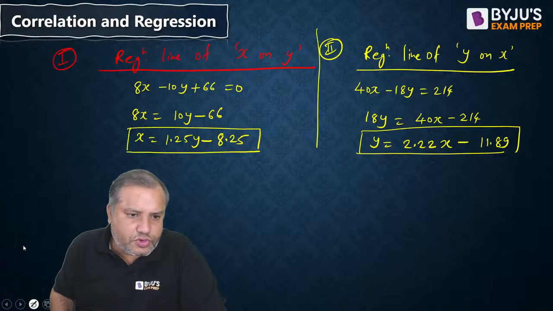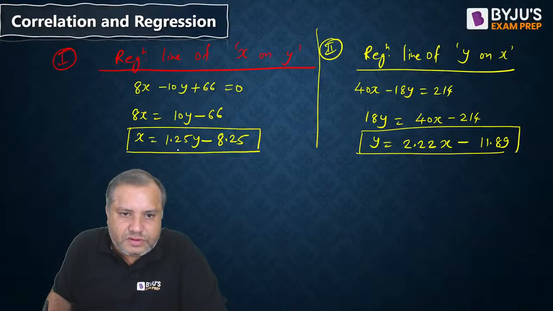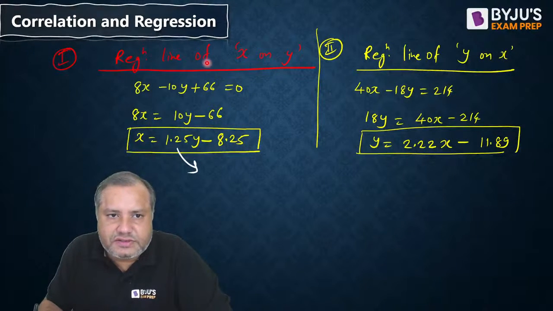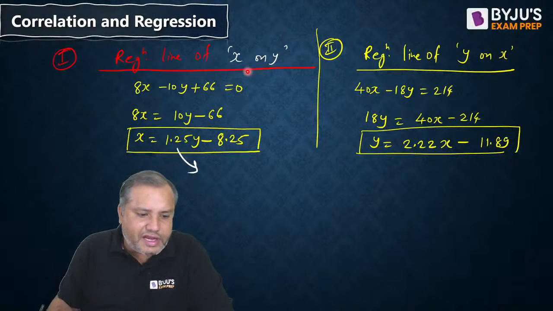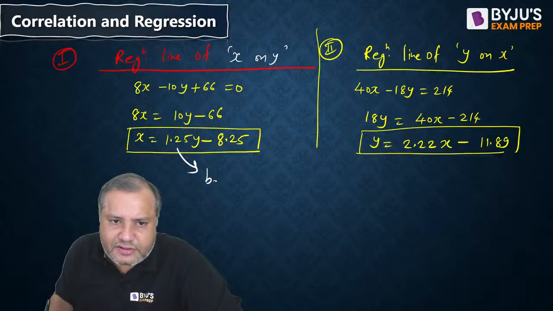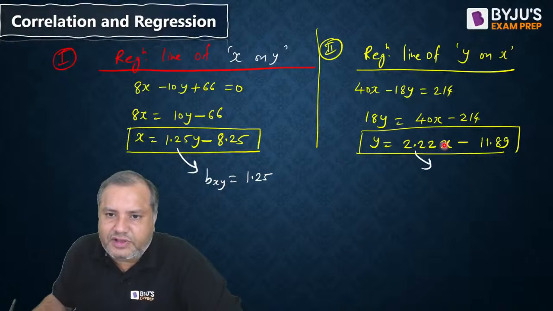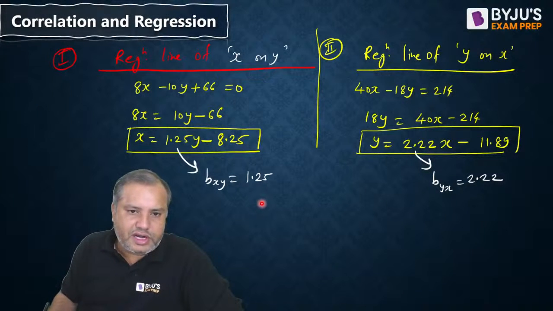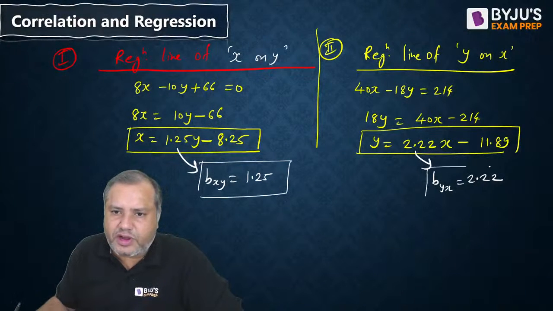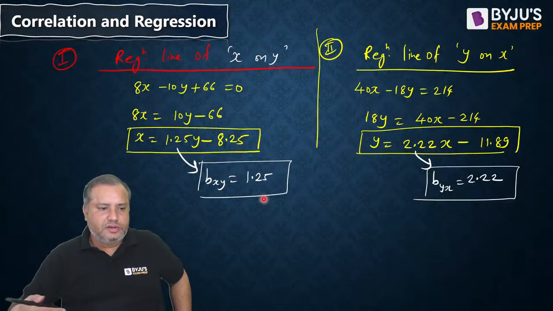Okay. Now in doing so, which line is this? X on y line. X on y line will give you bxy. So bxy is 1.25. And which line is this? Y on x line. So this is byx, 2.22. Understood? Any confusion till this point? Please respond.